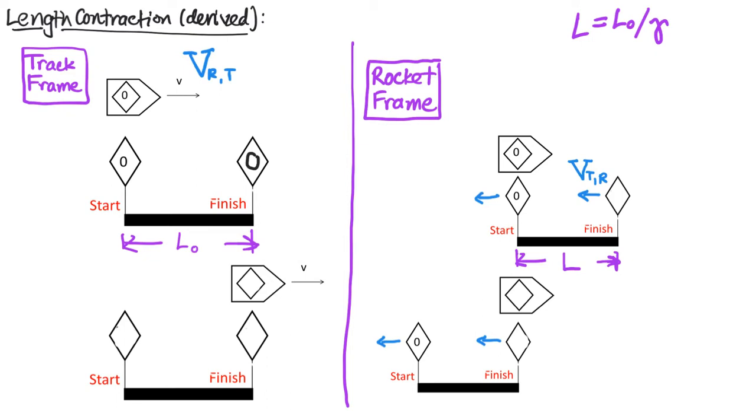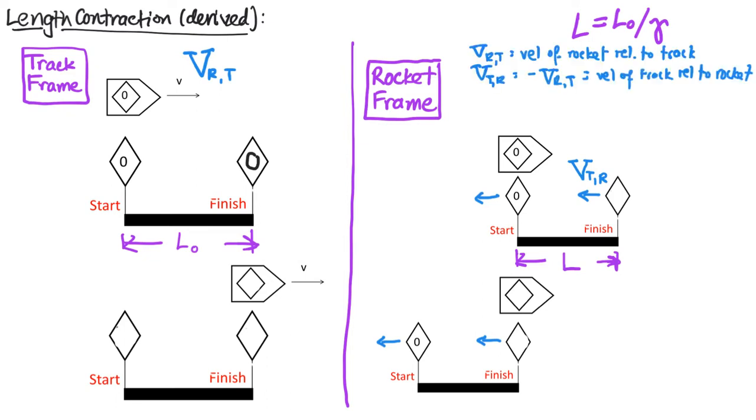All right. The other thing we want to point out is the following. We have VRT, the velocity of the rocket relative to the track. VTR, which is minus VRT by reciprocity, is the velocity of the track relative to the rocket. But how about the speeds? Well, recall that the speed is the magnitude of the velocity.